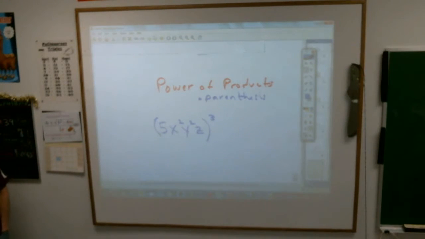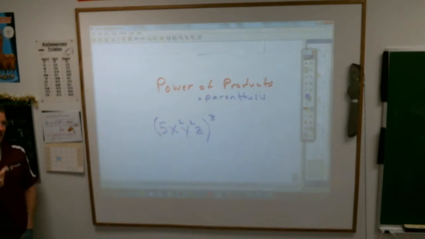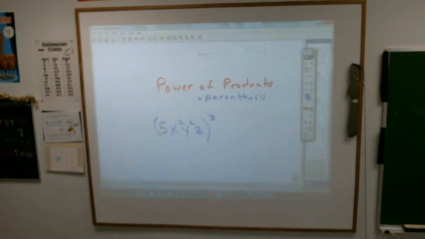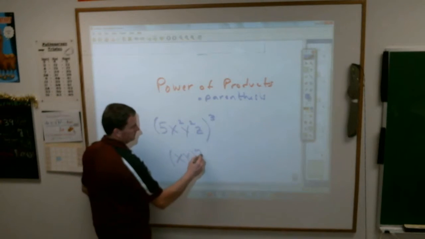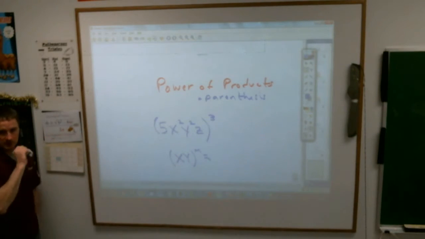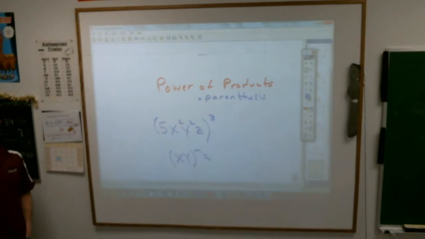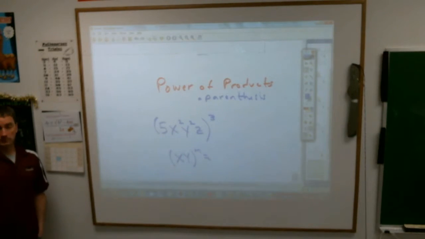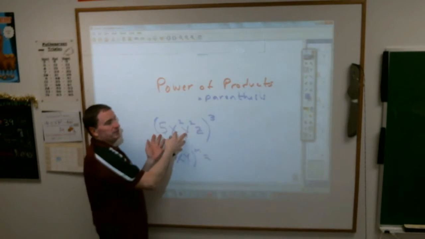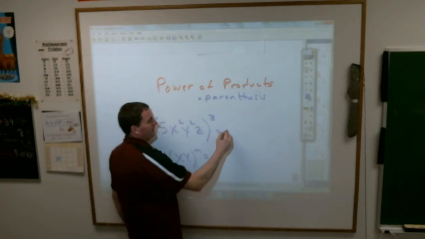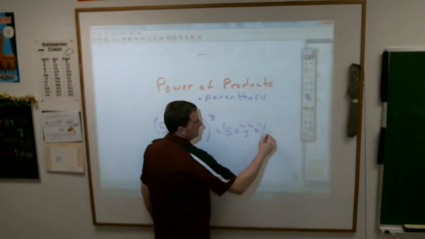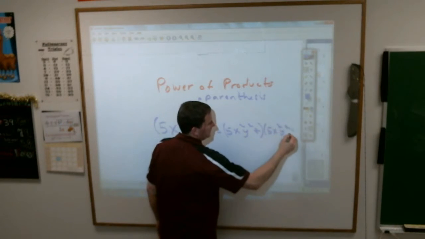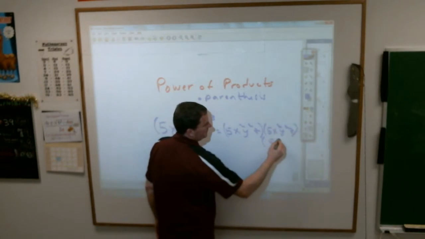Now, what does that mean? How do you actually simplify that? If they were writing this in letters, which they do, it would look like this: x y to the m power. What's going to happen here, Ava? You're going to cube 5 and then multiply the 2 by 3. Yes, and what this really means is you have 5x squared y squared z times 5x squared y squared z times 5x squared y squared z.